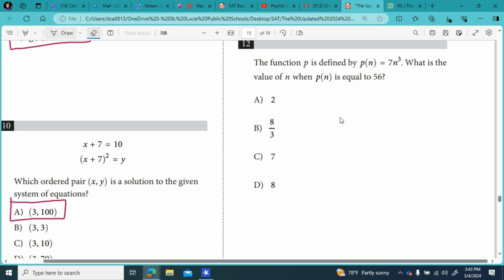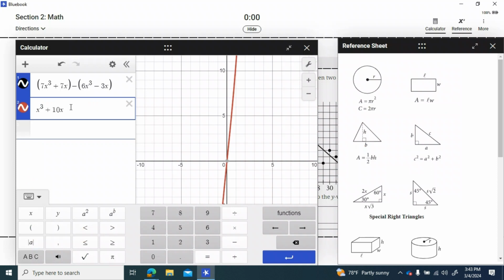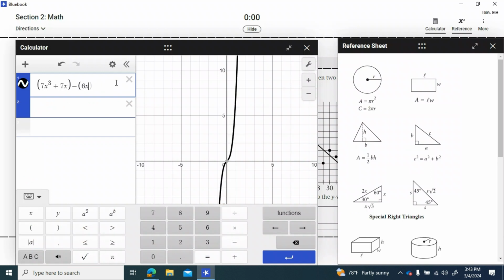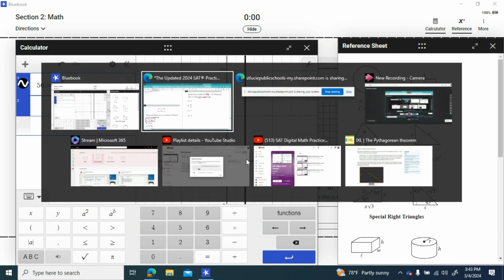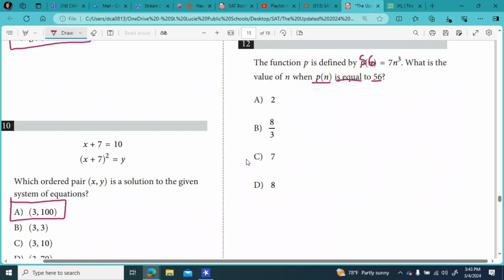If P of n is equal to 56, so we're just going to take this P of n and sub in a 56. I can do that on the calculator. This is almost the same as the last question. 56 equals 7x cubed when x is equal to 0, 1, 2, 3, 4, 5. It's equal to 2. And that's answer choice A. It is correct.